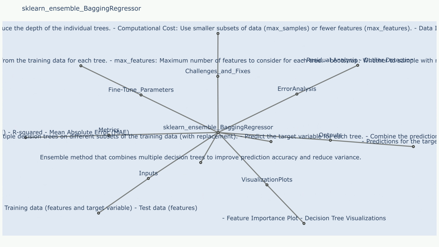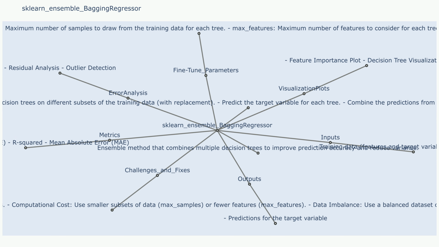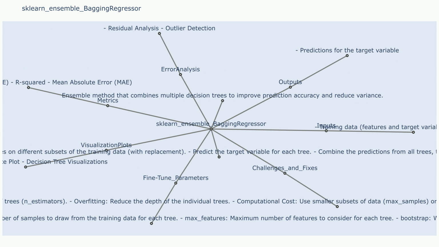Metrics. Mean squared error, MSE. This metric measures the average squared difference between the predicted and actual values. R-squared. This metric measures the proportion of the variance in the target variable that is explained by the model. Visualization plots. Feature importance plot. This plot shows the importance of each feature in the model. Residual plot. This plot shows the difference between the predicted and actual values.